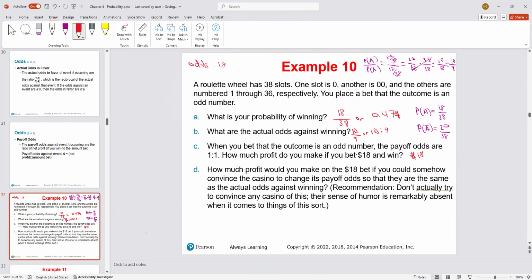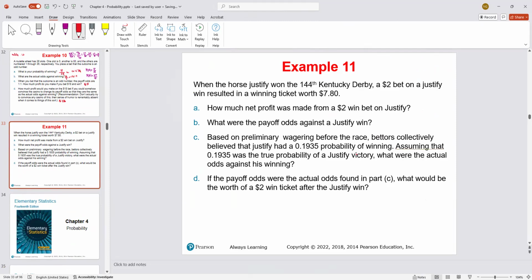And next it would say, how much profit would you make on the $18 bet if you could convince the casino to change its payoff so that they are the same as the actual odds against winning? Like recommendations, we said don't actually try to convince any casino. So look, the best you can do is $20. Remember, we said you either win $18 or you lose $20. So the best you can do is really win $20. I'll leave the last examples for you because it's already close to an hour we've been in this video.